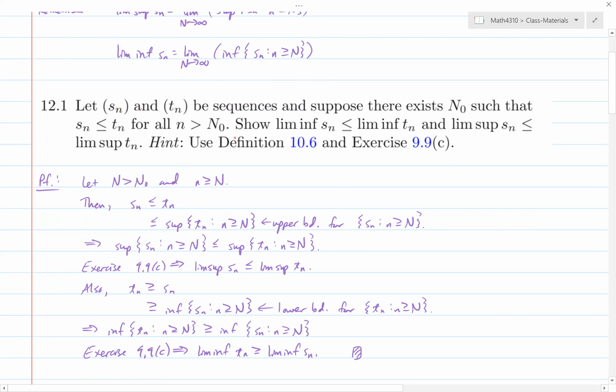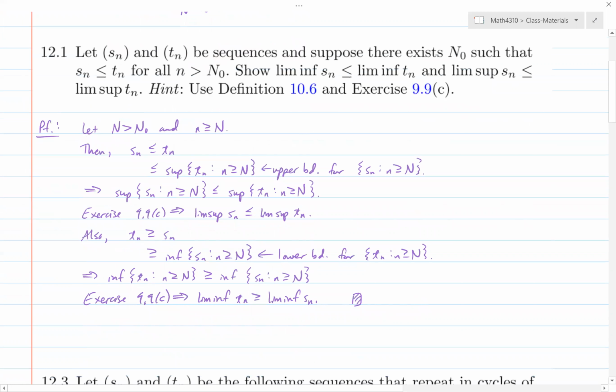And we've seen problems like this. Then we're trying to show that the lim inf of Sn is bounded above by the lim inf of Tn, and the lim sup of Sn is bounded above by the lim sup of Tn. It's kind of similar to some other exercises we've done. I go through the proof here.